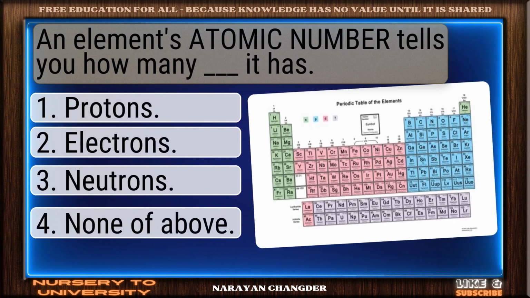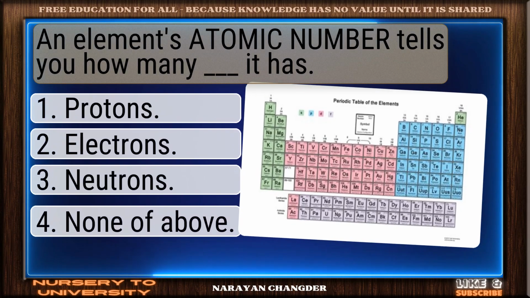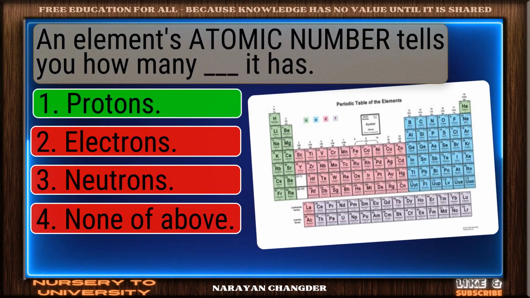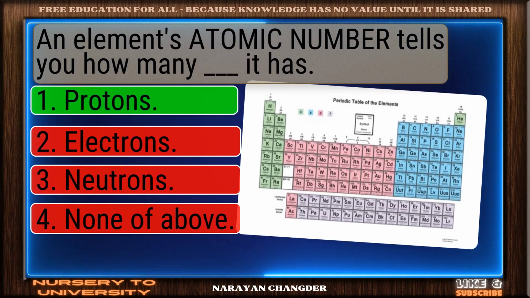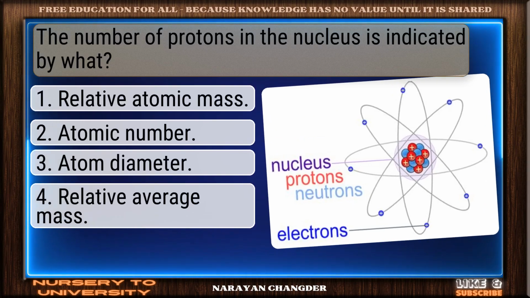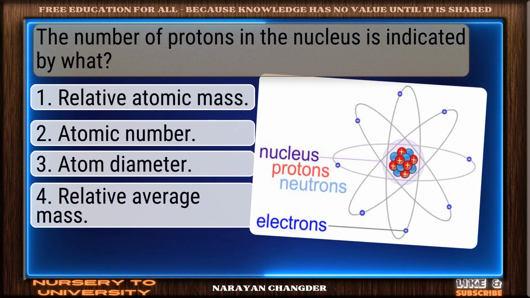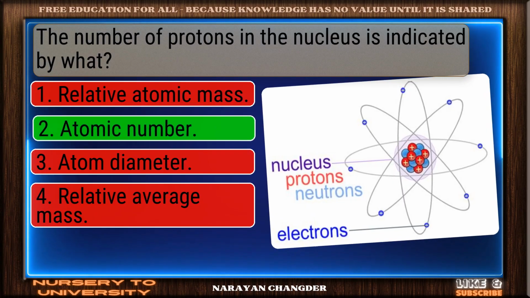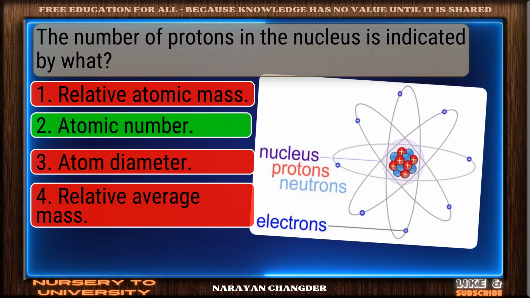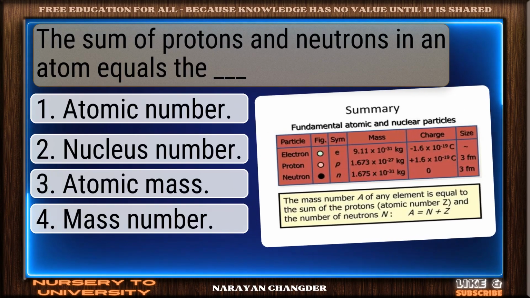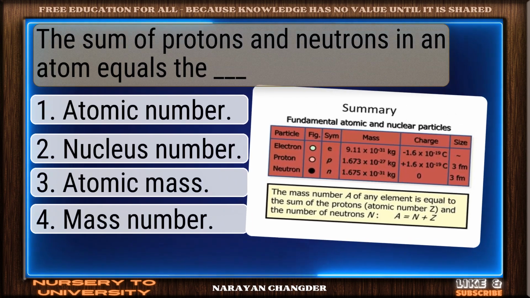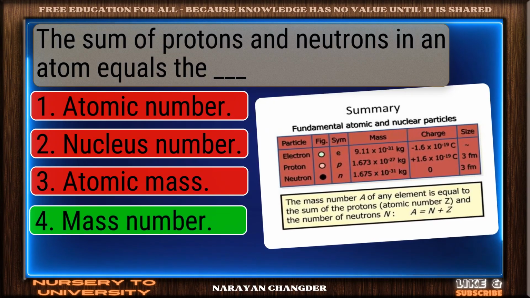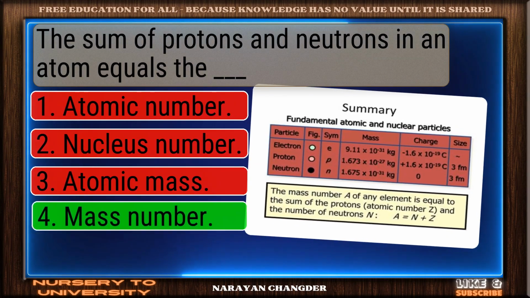An element's atomic number tells you how many dash it has. Correct response. Protons is the most accurate answer. The number of protons in the nucleus is indicated by what? Strong choice. Atomic number is the right answer. The sum of protons and neutrons in an atom equals the dash. Nice selection. Mass number is the correct and valid answer.